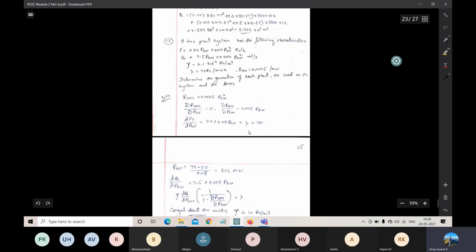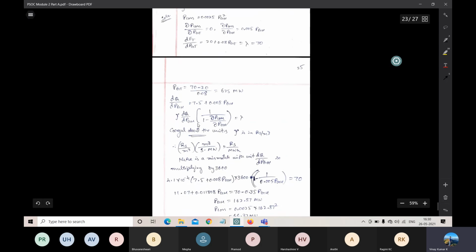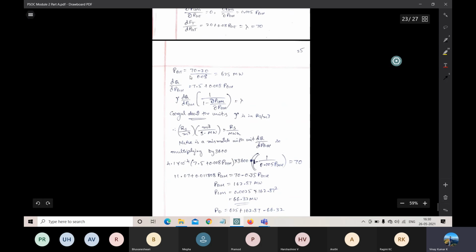Look at dFT by dPGT, which equals 20 plus 0.08 PGT. This is the penalty factor for thermal. Similarly for PGT. So here you can calculate the PGT. How can you calculate PGT here?